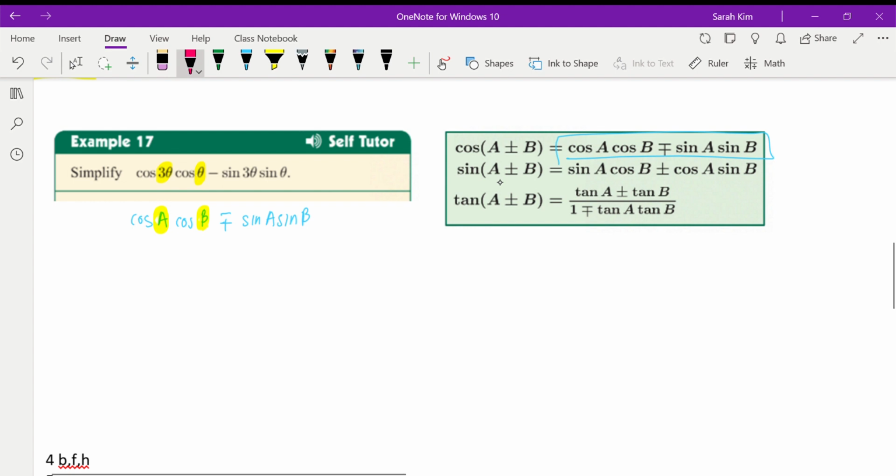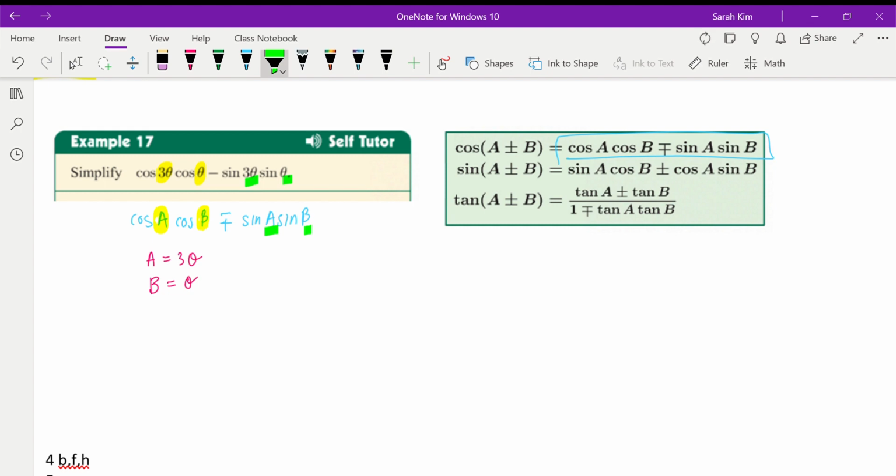Okay, so let me notice that. A is 3 theta, and B is... it's not beta, I keep writing beta, but it's actually B is theta. So let's just double check that that works. My B should have been theta, yeah, good. And then my A should have been sine theta, so it agrees with the second part.